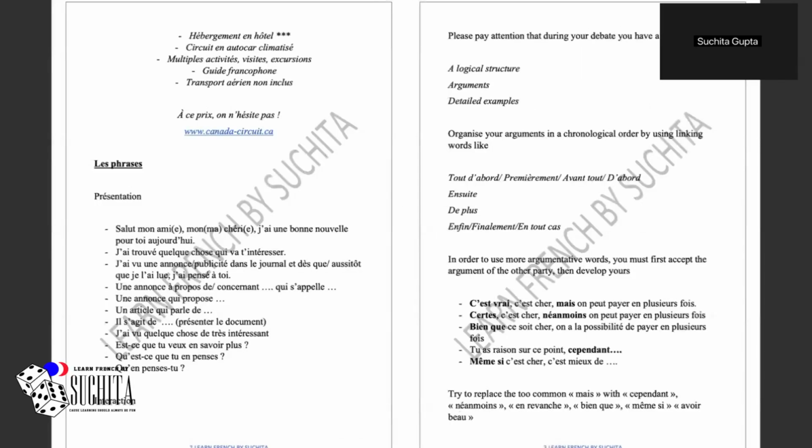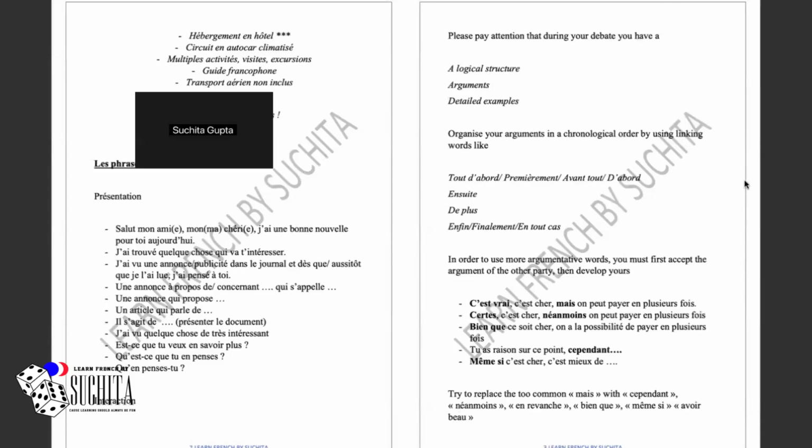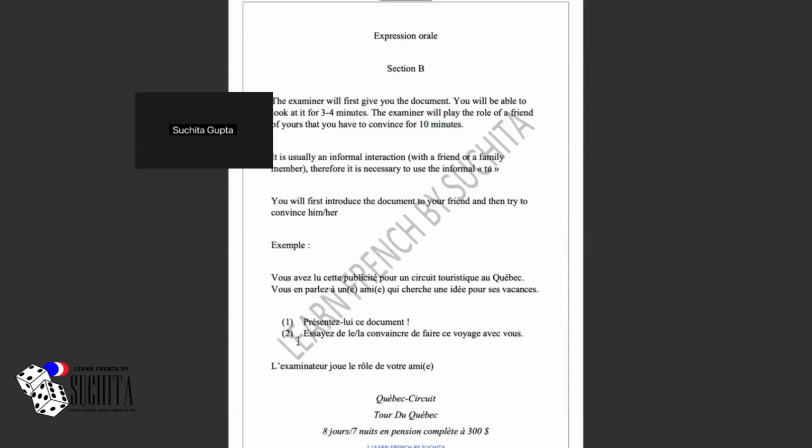So now here the convincing part starts. Okay. Now, there are two parts: you need to present the document, and you need to convince your friend. Both of these pointers carry marks. Sometimes students forget it because they think it's all only about the convincing part. They forget that they have to present the document also. That also carries marks.